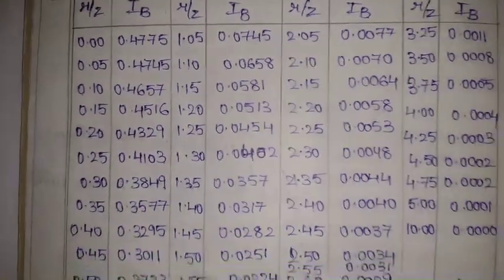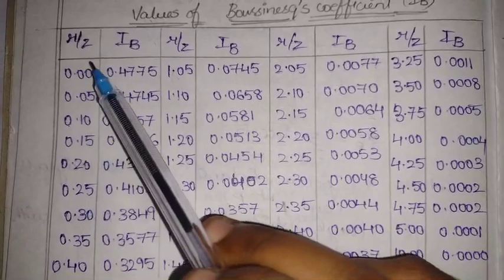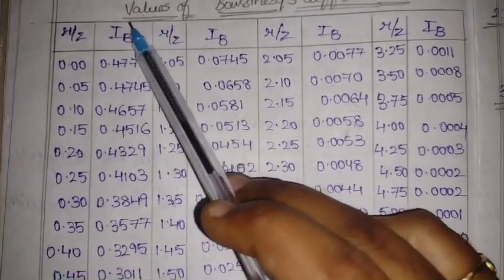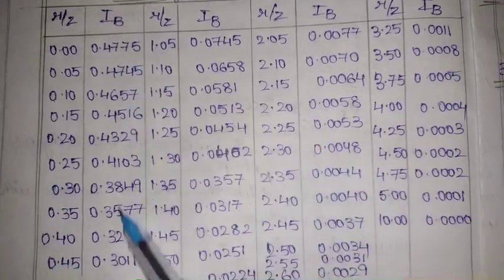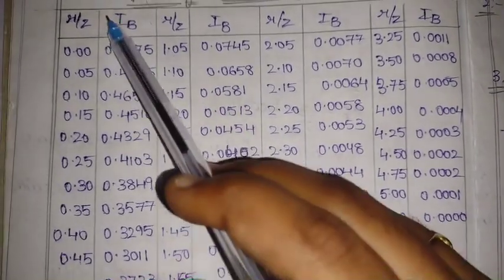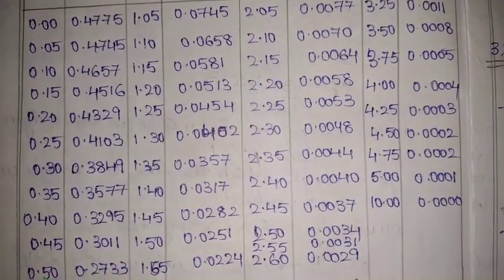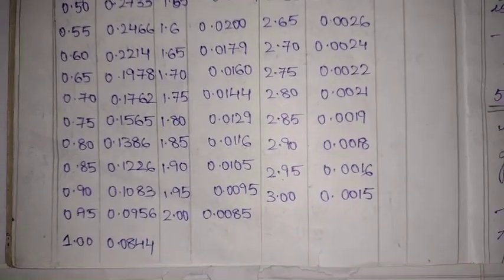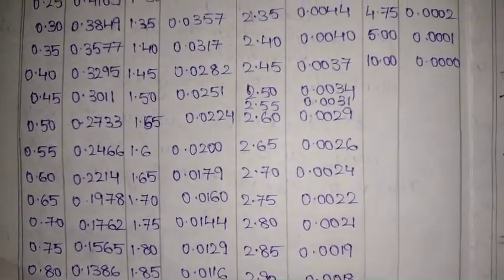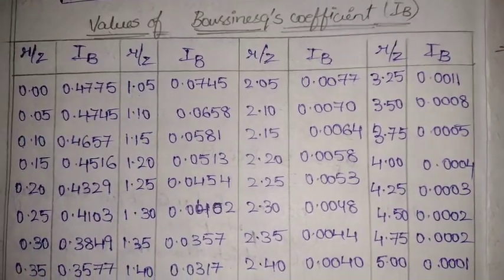So here is the table of those values. This is the R by Z value, and corresponding to that, the IB values, the Boussinesq influence coefficients, are mentioned over here. See, this is one table, this is the other, and the other. So depending upon the R by Z values, we are getting the IB value in this table.